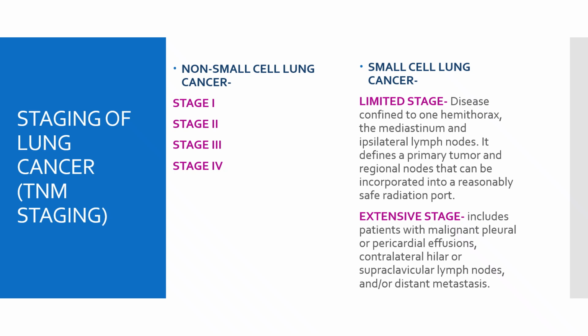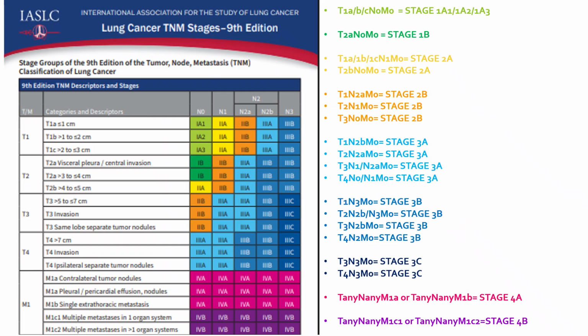The staging of lung cancer for non-small cell lung cancer is done as per stage 1, 2, 3, 4. And for small cell lung cancer, we just have two groups, limited stage and extensive stage. Limited stage is where the disease is confined to one hemithorax, the mediastinum and ipsilateral nodes. It defines a primary tumor and the regional nodes that can be incorporated into a reasonably safe radiation port. Extensive stage includes patients with malignant pleural or pericardial effusions, contralateral hilar or supraclavicular lymph nodes, and or distant metastasis. This is the entire staging system which is formed after combining the various T, N, and M parameters of the lung cancer.